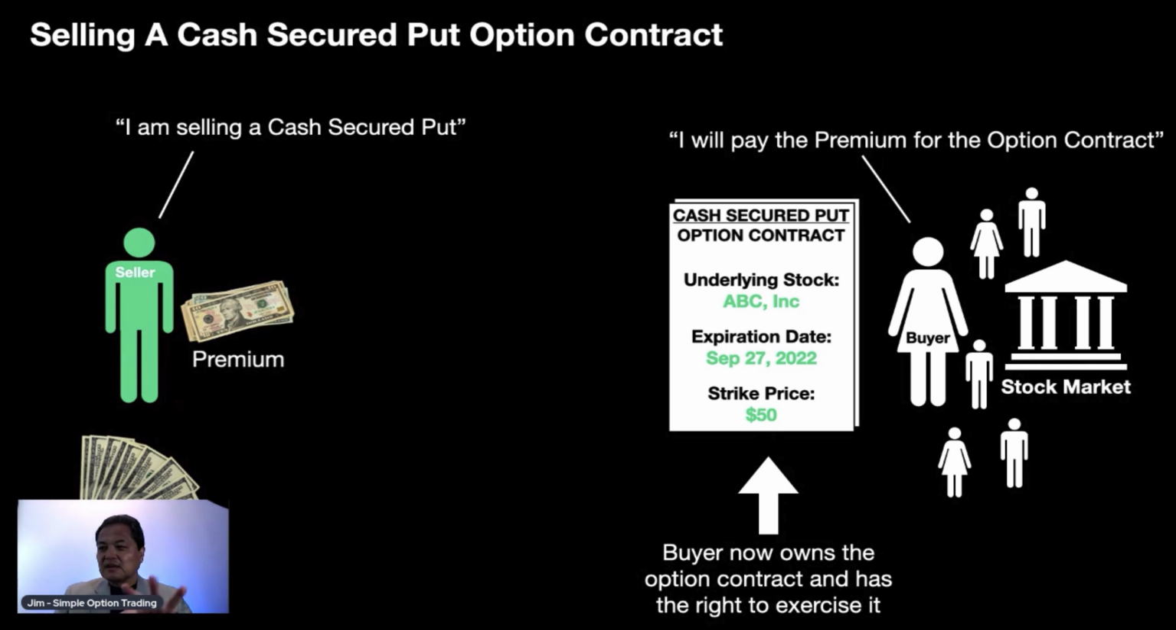Okay. So that's kind of how that works. And what you need to know then is if the price is favorable to the buyer on or before the expiration date, if the market price and the strike price are favorable to the buyer, that buyer will actually exercise the contract. In this particular case, let's say the strike price is $50 with a September 27th expiration date. But let's say we get to the expiration date and the actual stock price is $49.